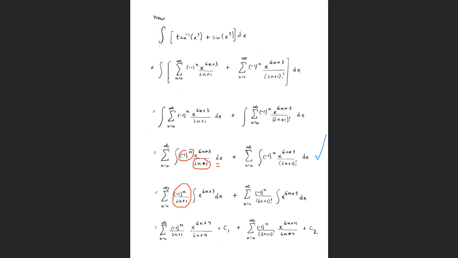Same thing over here with -1 to the nth power and 2n plus 1 factorial. Those are treated like constants. They're not dependent on x, so they can be pulled out in front of the integral. And then you do your antiderivatives for x to the 6n plus 3. And that's just x to the 6n plus 4 over 6n plus 4. And then you have, of course, constants of integration, because these are indefinite integrals. So you have a C1 and a C2.